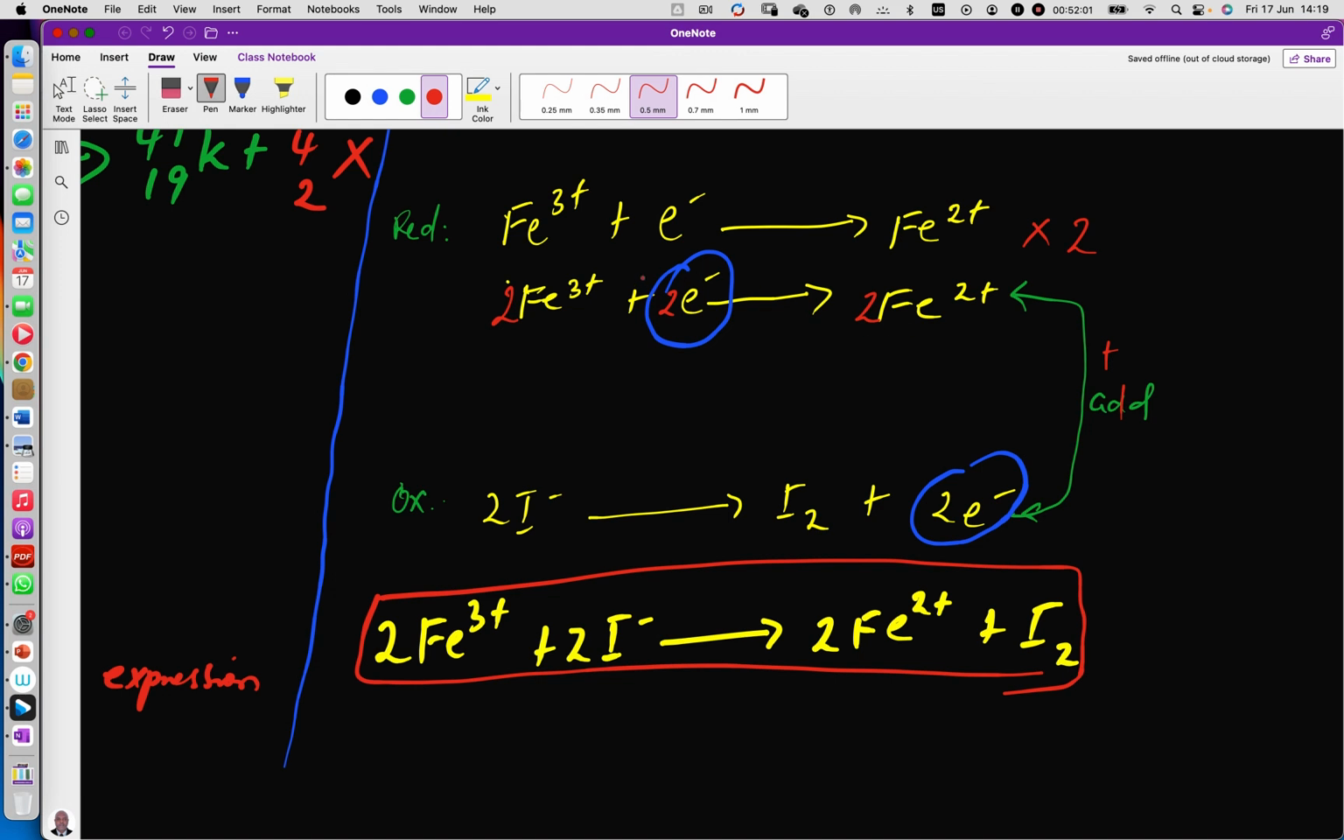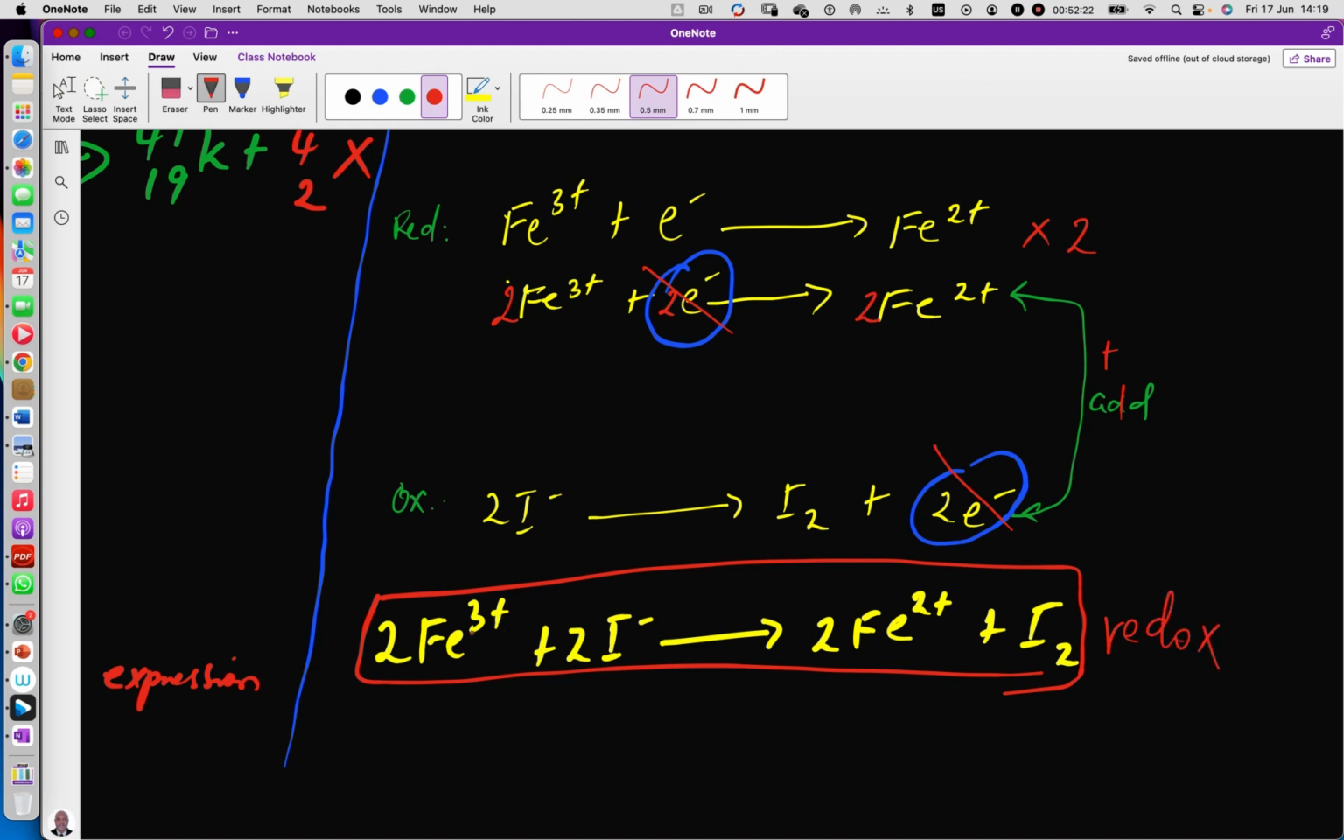what? Because we already cancelled this one. To give 2 Fe2+ ions plus iodine. This will be the reaction. This will be the redox reaction.